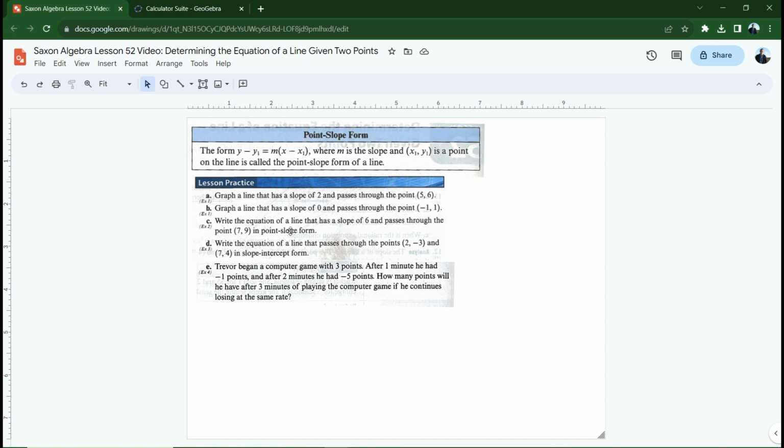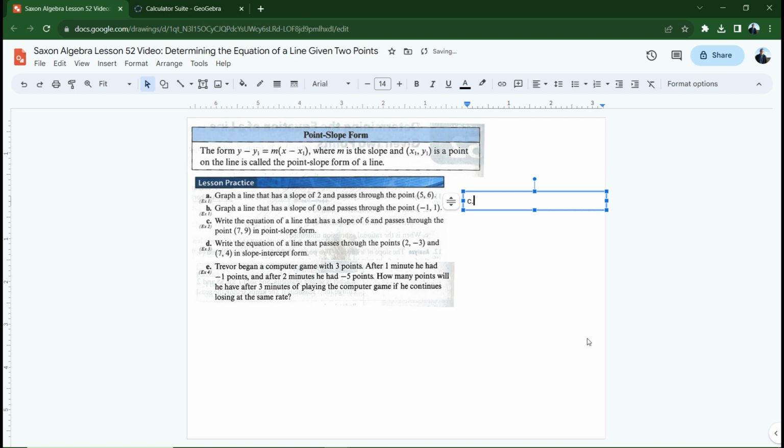All right. Now, to get into some that you actually have to solve, they're not just graphing problems. Write the equation of a line that has a slope of 6 and passes through the point 7, 9 in point slope form. You should recognize that writing these in point slope form is actually not that difficult. So for letter C, let's see if we can do this. The general equation is going to be y minus something equals the slope, the slope is 6, times x minus something. Now my something for y is the number 9. I have to plug in the y coordinate of the point I know. So it's going to be y minus 9.